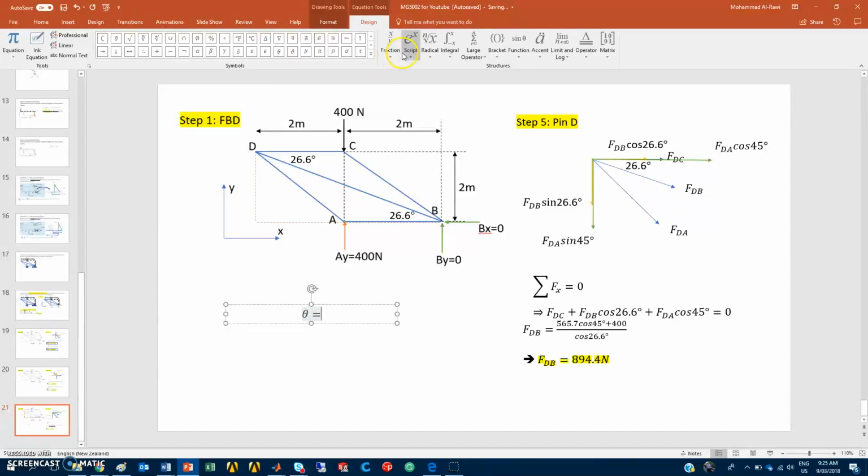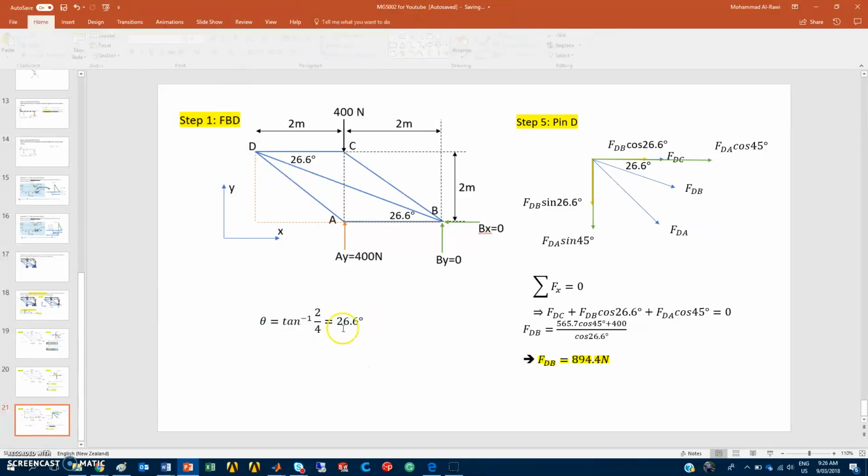So let's write that. If you want to learn how to do this in the future, in tan inverse you have two values, 2 divided by 4, and you make sure to convert your calculators to degrees, so the answer is 26.6 degrees. So that's how we determine the angle. Alright, now the other angle here, as we said earlier, represents 45 degrees for the member FDA, because it's 2 meters and 2 meters.